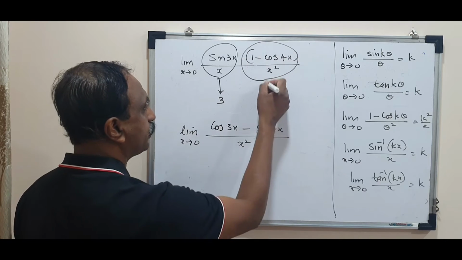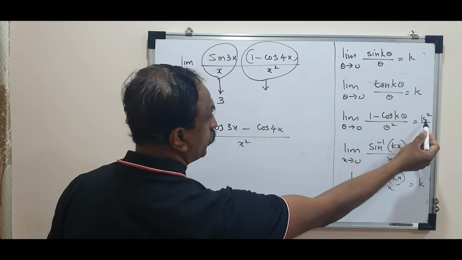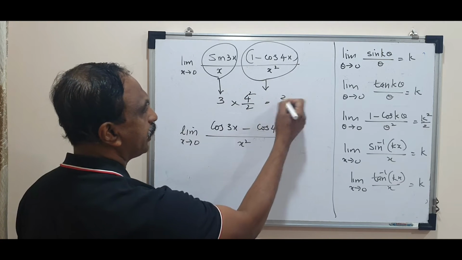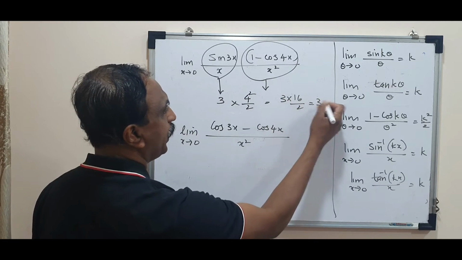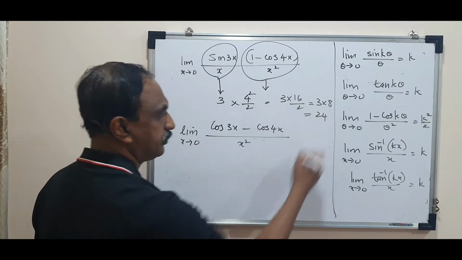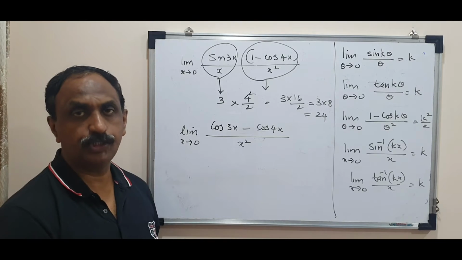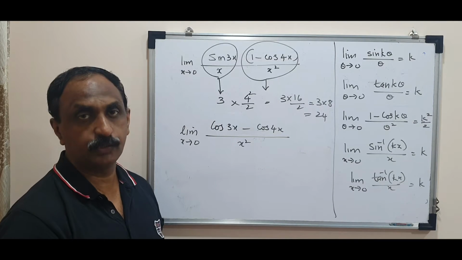You can write the answer for this: k square by 2, 4 square by 2. So answer became 3 into 16 by 2, 3 into 8, 24. Like this you need to answer it. I will be giving in the worksheet a lot of questions like this to answer so that you become expert in it.